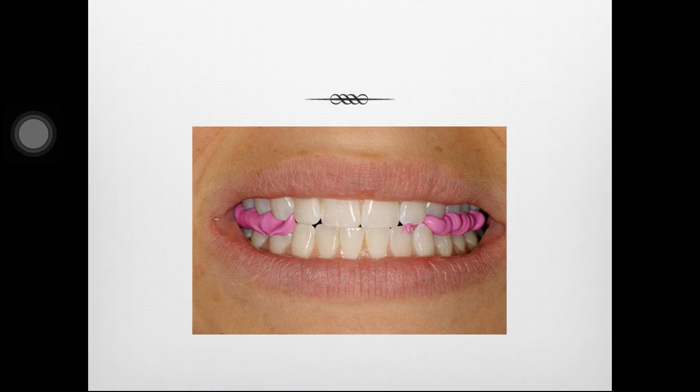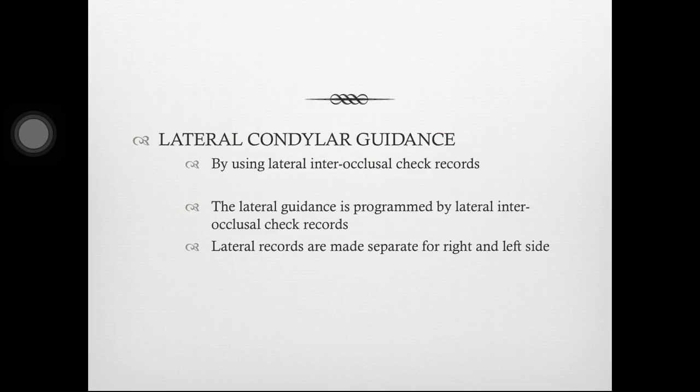So this is the interocclusal check record. Most probably, the patient is asked to protrude the mandible 6 millimeters and then asked to close down. Lateral condylar guidance can be transferred by using lateral interocclusal check records. The patient is asked to move the mandible to one side, either right or left, and then asked to close, and the interocclusal record is taken. Lateral records are made separately for the right and left sides.